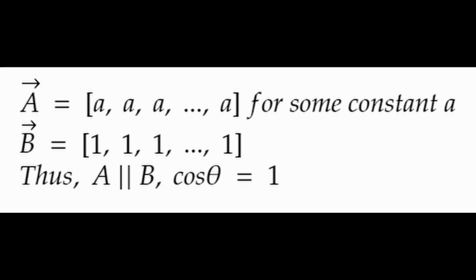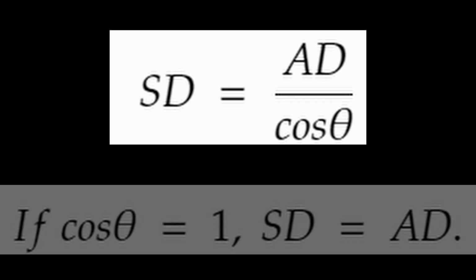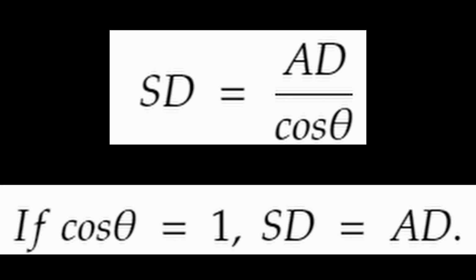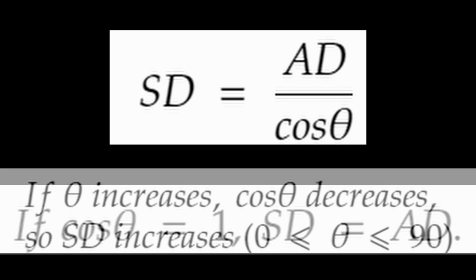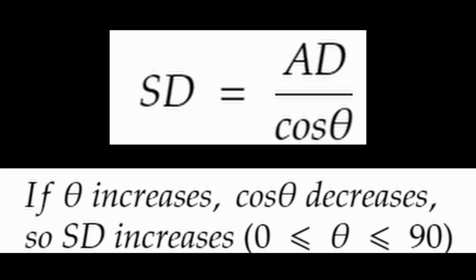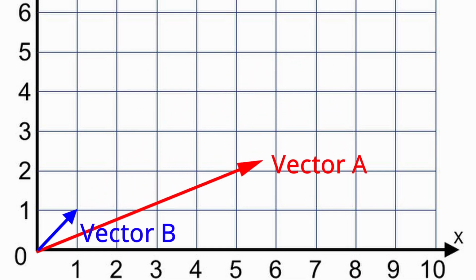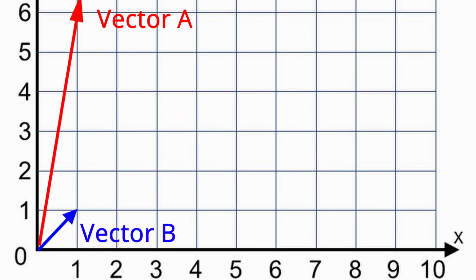First, if all the components of A are the same, then A is parallel to B, which means the angle between them is 0, so cosine of theta is 1. Putting this into the formula, this would mean that the standard deviation is equal to the mean deviation. But if we increase the angle between A and B, we decrease cosine of theta, so we'll increase the standard deviation. In this case, since A is going farther and farther away from B, the components of A will vary more and more from one another.